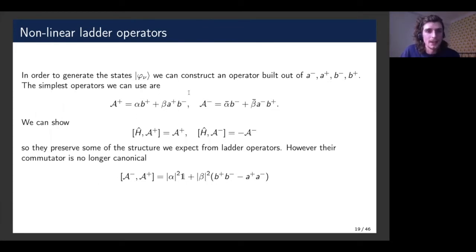these operators. And as well, while the commutation relation between A minus and A plus is no longer canonical, these operators still preserve a generalized sense of their commutation relation with the Hamiltonian. So this is what we'd expect from a ladder operator, and its commutator with the Hamiltonian. So they do preserve some of it, but we do lose, unfortunately, the canonical commutation relation.